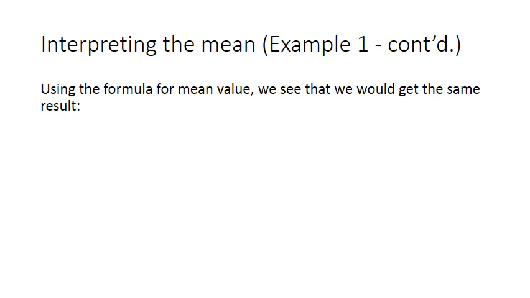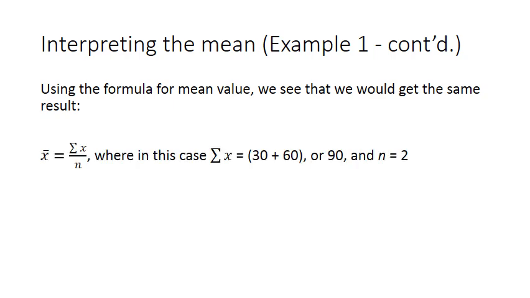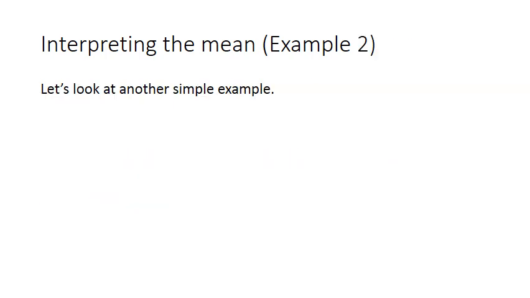Finishing up our example with the two data values of 30 and 60, let's go back and use the formula for mean value and see if we would get the same result, namely the value 45. So the formula again is mean value equals the sum of the data values divided by the number of pieces of data. In this case, we know the sum of the two data values is 30 plus 60, or 90, and the number of data values is 2. Plugging those into the formula, we see that indeed we get 30 plus 60, which is 90, divided by 2, giving us the value of 45 for our mean or average value.